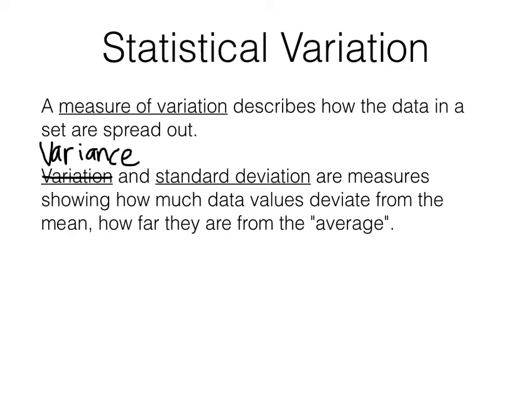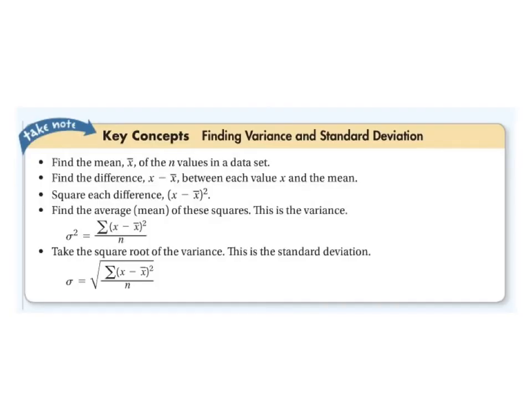and standard deviation are measures that show how much data values deviate from the mean, how far they all are from the average. So these two measures, variance and standard deviation, tell you how data values are different from the average, how far they are from that average. Okay, so variance and standard deviation. As we said, these are measures of how spread out a data set happens to be.